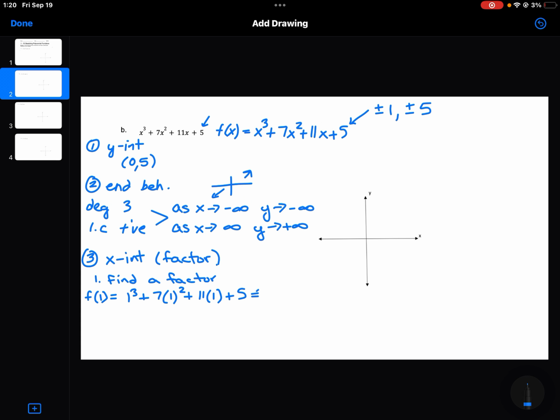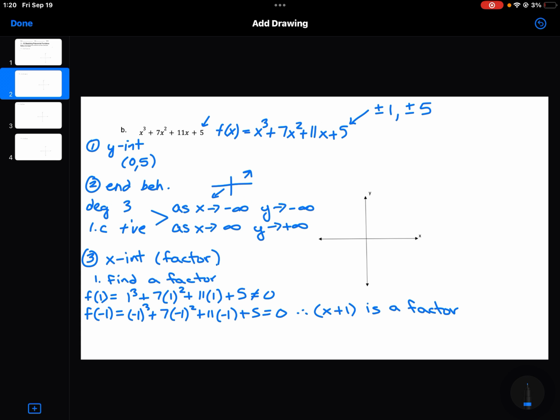In this case, it is not 0. Doesn't really matter what number it is. All I'm checking to see is if it's 0 or not. The next number that I'm going to check is minus 1. If I substitute those values in, I've got 7 times minus 1 squared plus 11 times minus 1 plus 5. This is equal to 0, which means that x plus 1 is a factor.